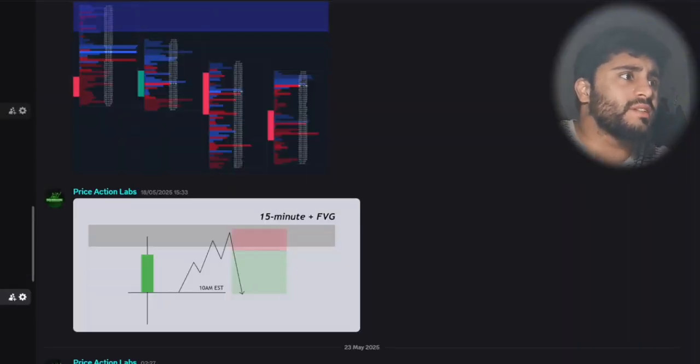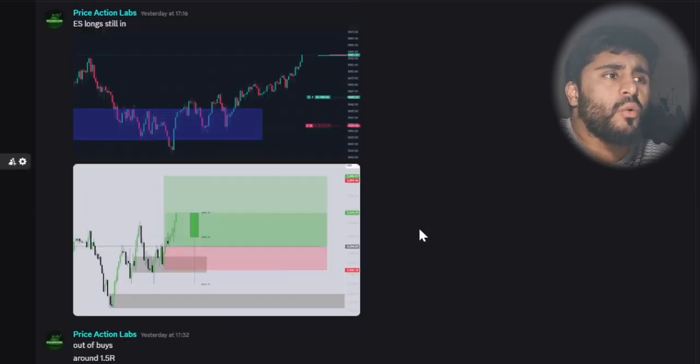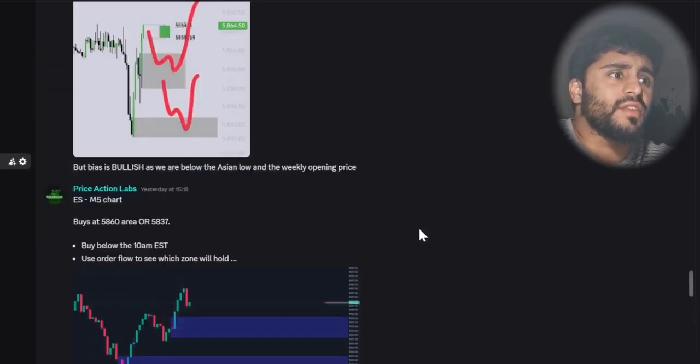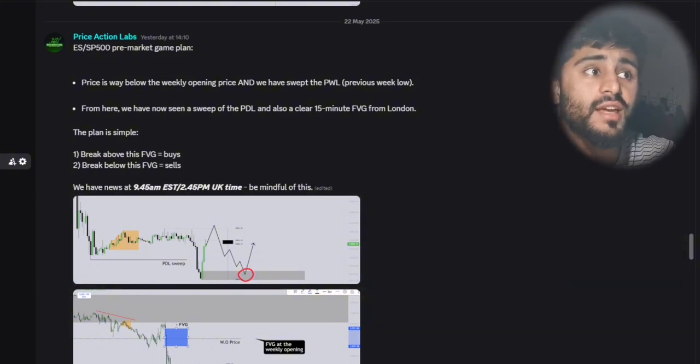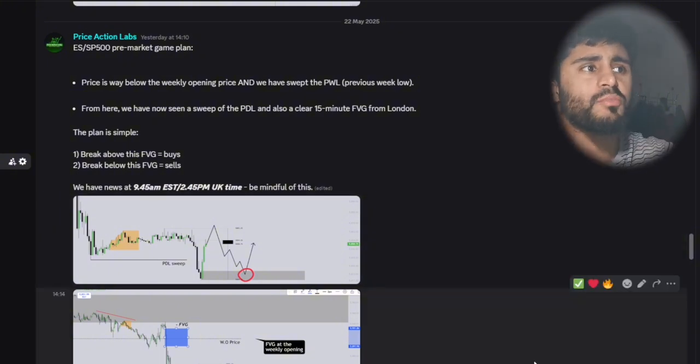And so what we're basically looking for, if we go to the VIP, is this, right? The pre-market game plan is very, very simple. We're looking for ES, S&P 500, and price is way below the weekly opening price. We've had a previous week low sweep. Last week's low was swept as well as the previous day low, right?